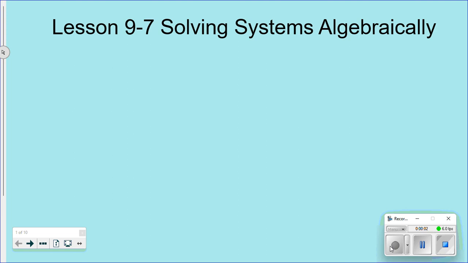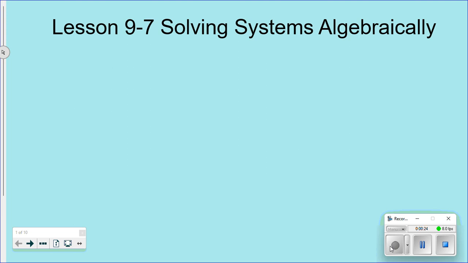Okay, 8th graders. This is lesson 9-7, solving systems algebraically. This is just a disclaimer. This is the hardest lesson in the whole book. If you can do this, you can do anything. If you don't understand this after we're done, that's okay. We're going to spend many days reviewing how to do this.